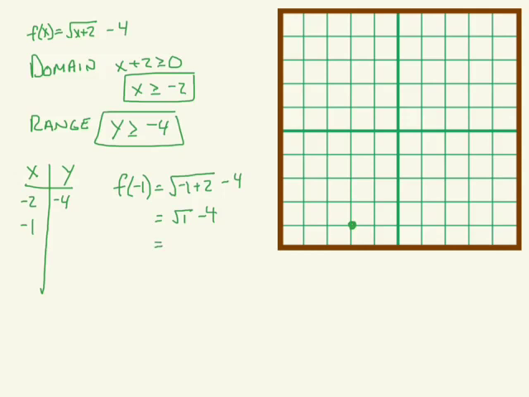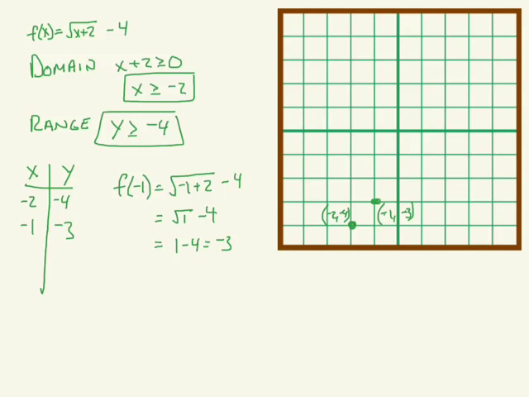I know that the square root of +1 is a regular old 1, and that's how I get a nice clean number, if you will, out of my square root function. And I get the point (-1, -3). So we have the point (-2, -4) and (-1, -3). Okay, we need one more point.